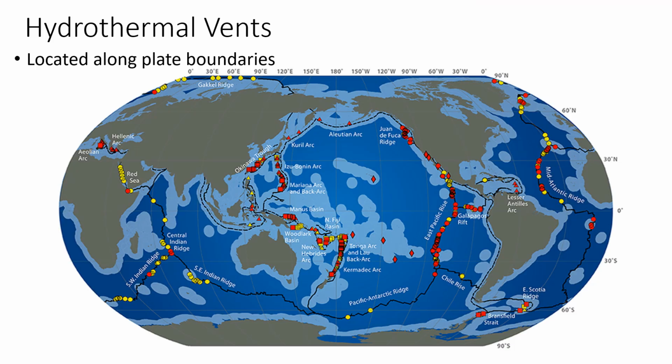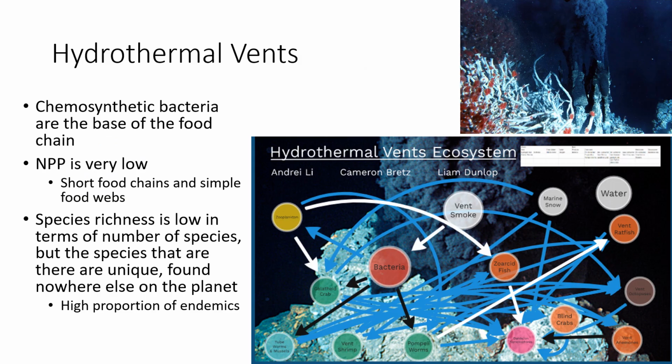The different vent ecosystems that we know of are represented on this map. And again, you notice that they're along plate boundaries. The black lines here are the plate boundaries, and you see the red and yellow dots on those plate boundary lines for the most part. There's a few exceptions to that, but the vast majority of them are along plate boundaries. And most of the rest of them are along hotspots.